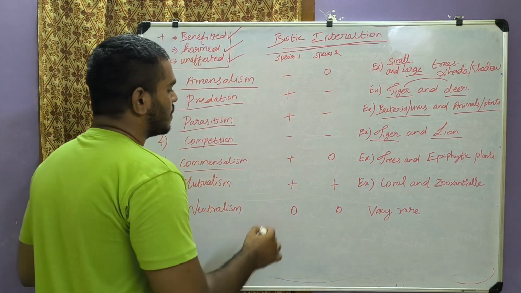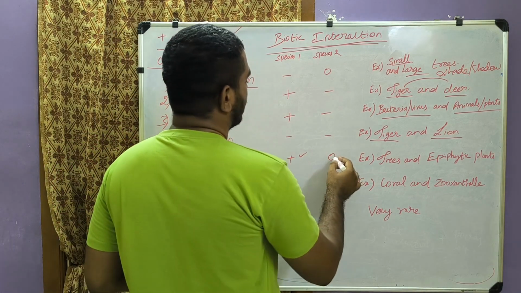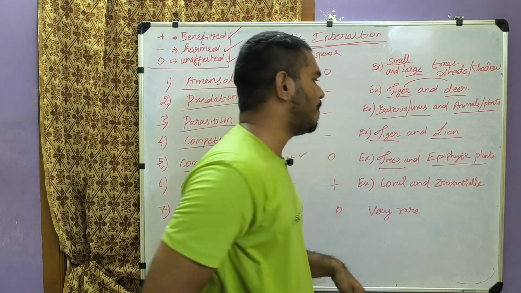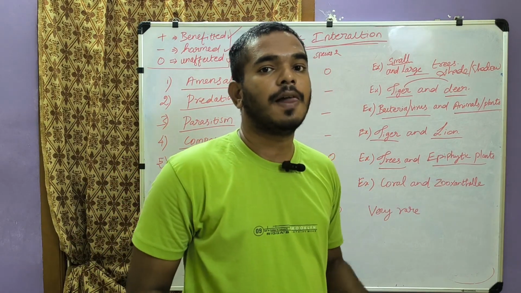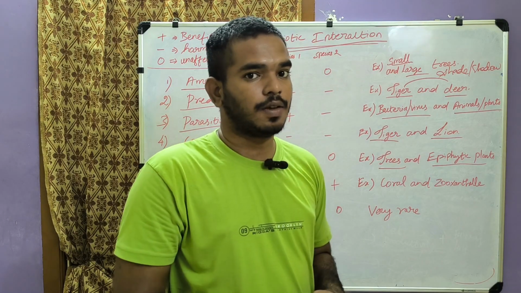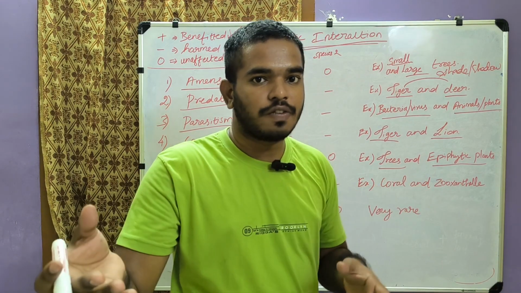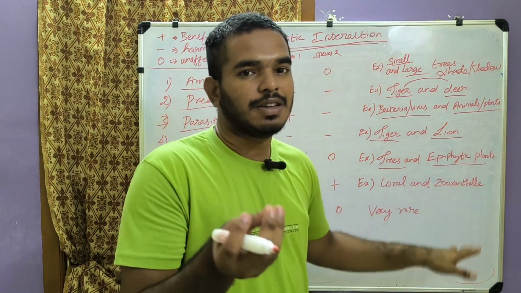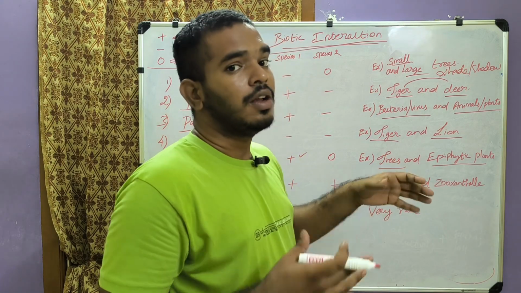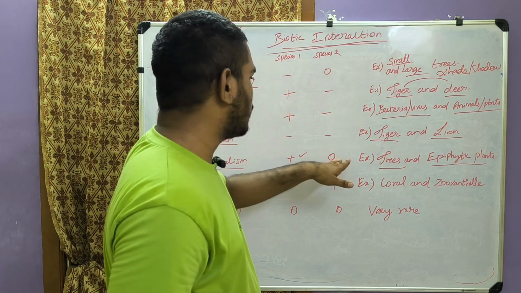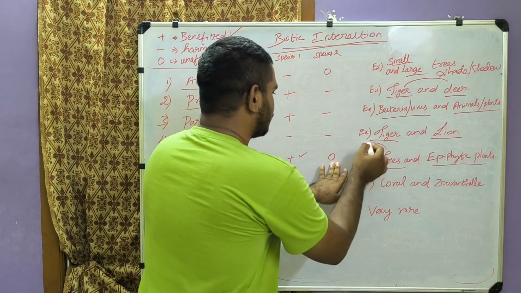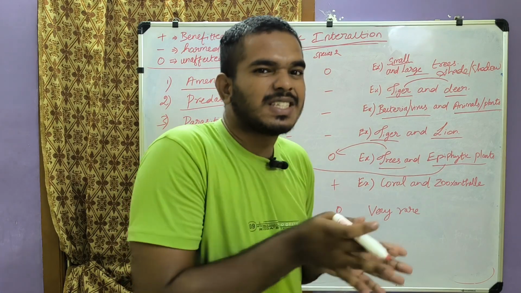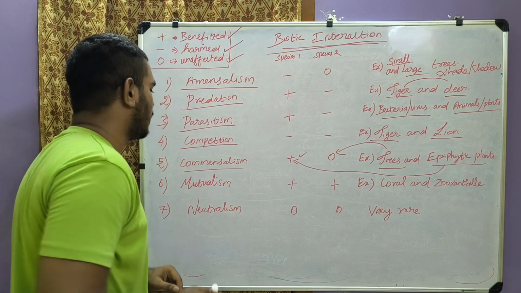Next one is commensalism, where one gets benefited and the other is unaffected. Take for example trees and epiphytic plants. Epiphytic plants are plants which grow on trees, on the branches or stem of trees. They are small plants. They do not affect the large tree in any way. So the larger tree is unaffected here, and the epiphytic plants get a place for living, so they get benefited.